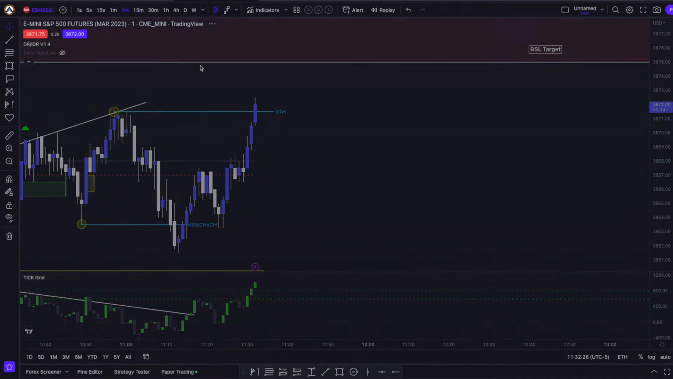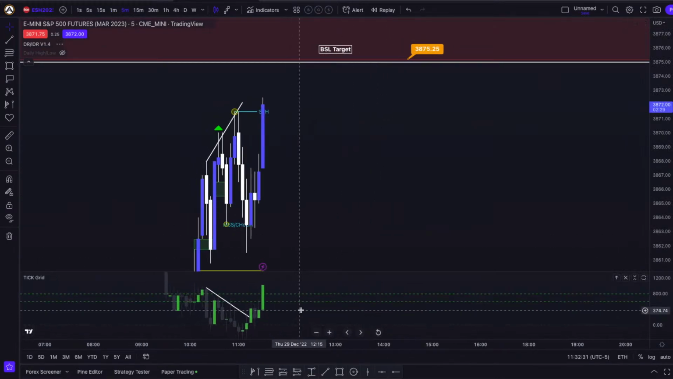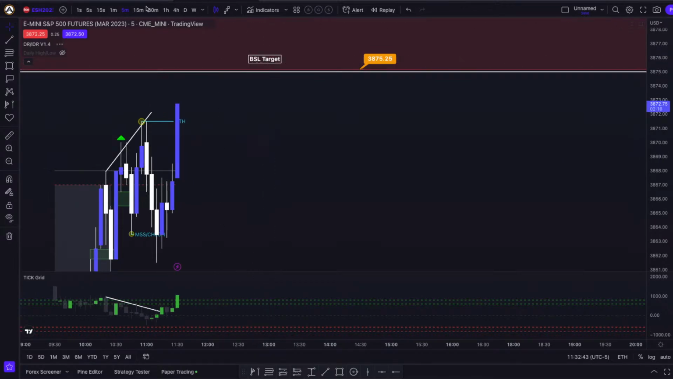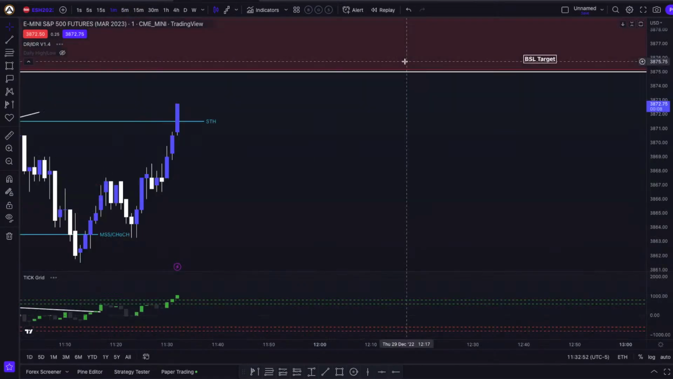Let's go to a 5-minute time frame and check our tick grid if we still have bearish divergence. We recovered a little bit. We're starting to form higher highs, relatively speaking to this high. Now I think we should be right again. So I'd say buy side liquidity is going to be our next stop, right at 3875.25. Also a volume inefficiency, a volume gap.